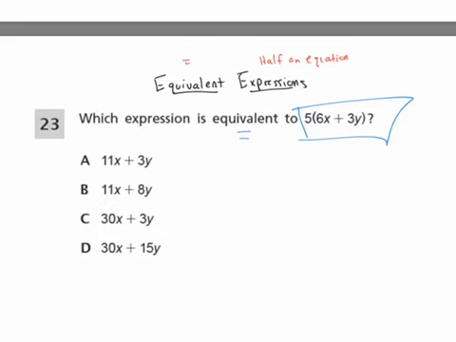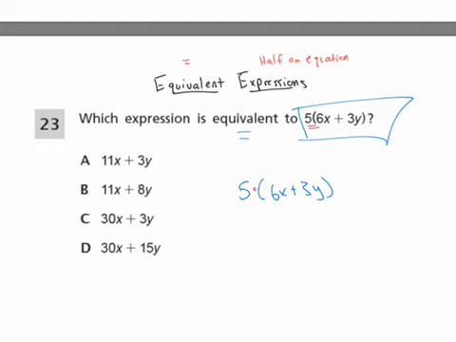This is 5 times 6x plus 3y. And if I lost you there, I only said 5 times because we know that if a number is right next to something, that just means times. So 5 right next to this parentheses means 5 times everything inside this parentheses.